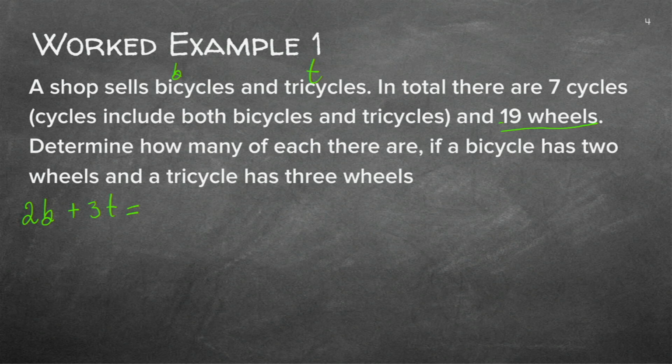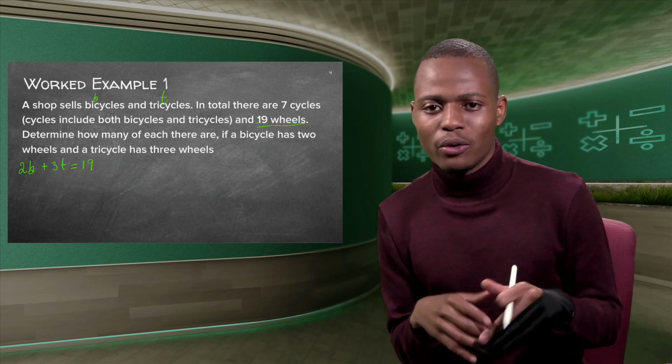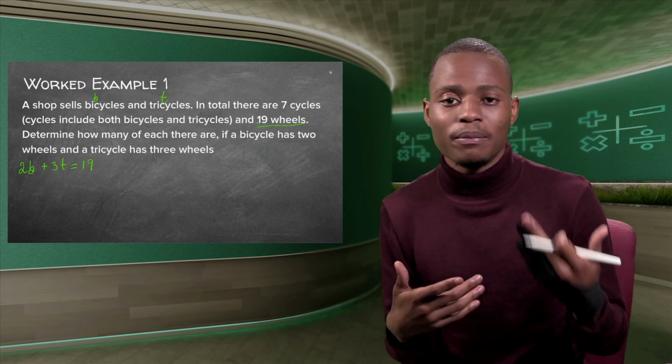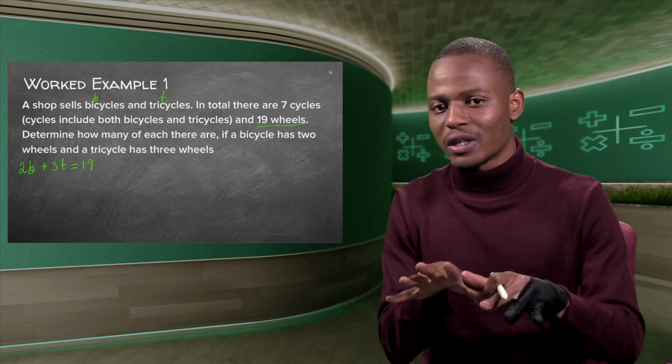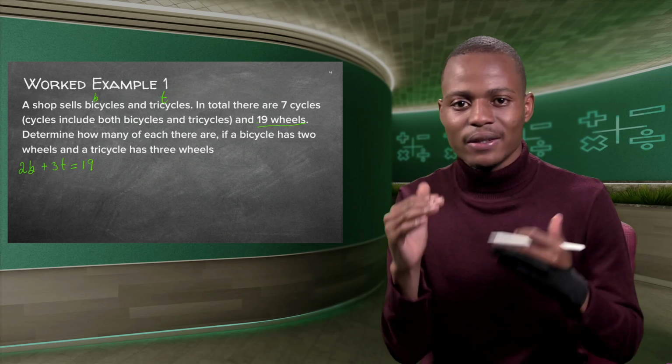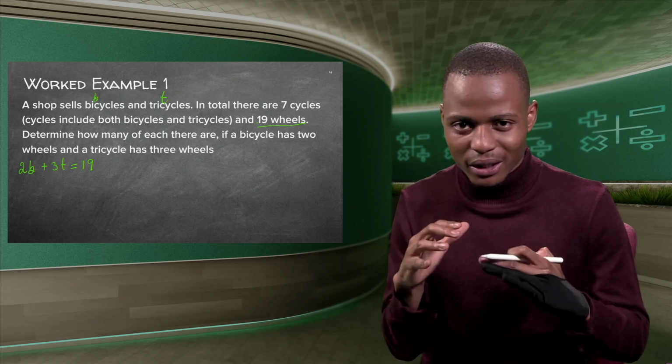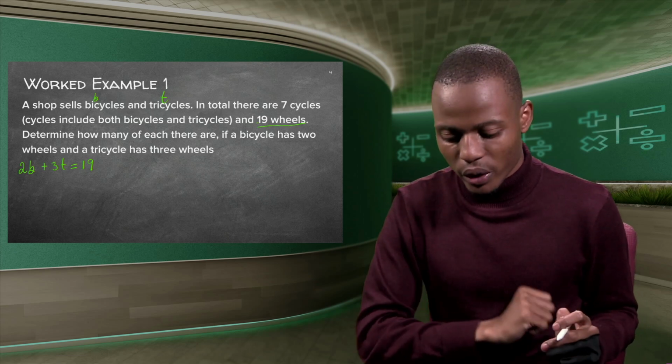And remember guys, the total number of wheels that you have is 19. So you already have one equation there. But now, as you can see, you have two unknown variables. You have t and b, and that means you need to find another equation somewhere there. So the first rule says read properly. Okay, so now let's see if we can't find the second equation.